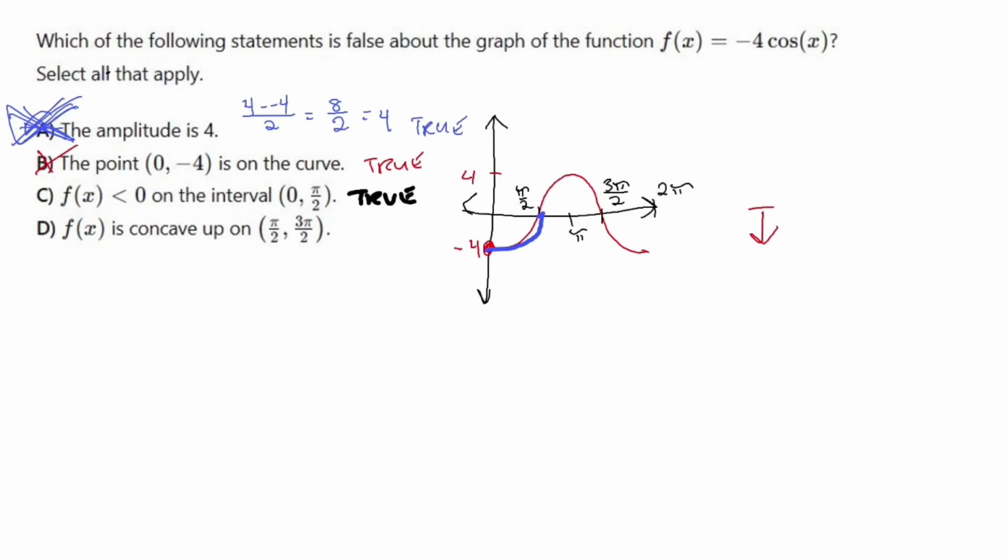And last but not least, this has got to be a correct statement. F of x is concave up on pi over 2 to 3 pi over 2. So pi over 2 to 3 pi over 2 is actually concave down. So it's false. I am failing at my own problems that I created. That's a lie, which means it's false, which means that's the one that I want.